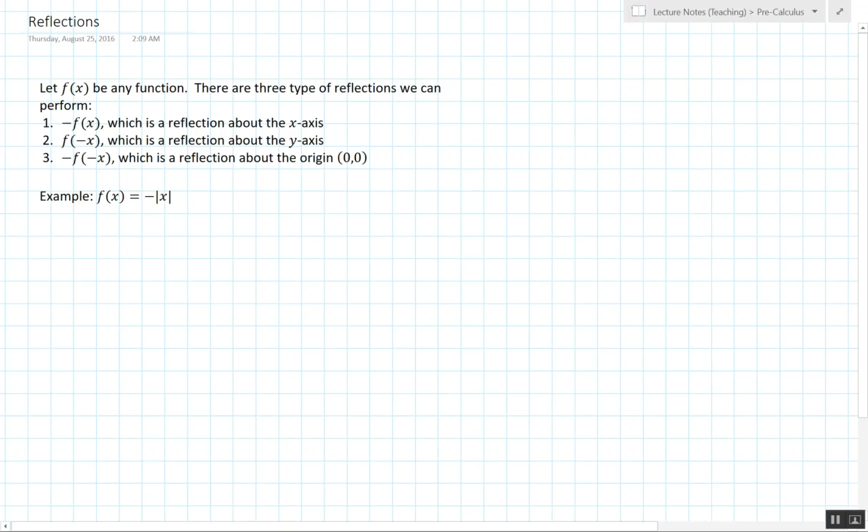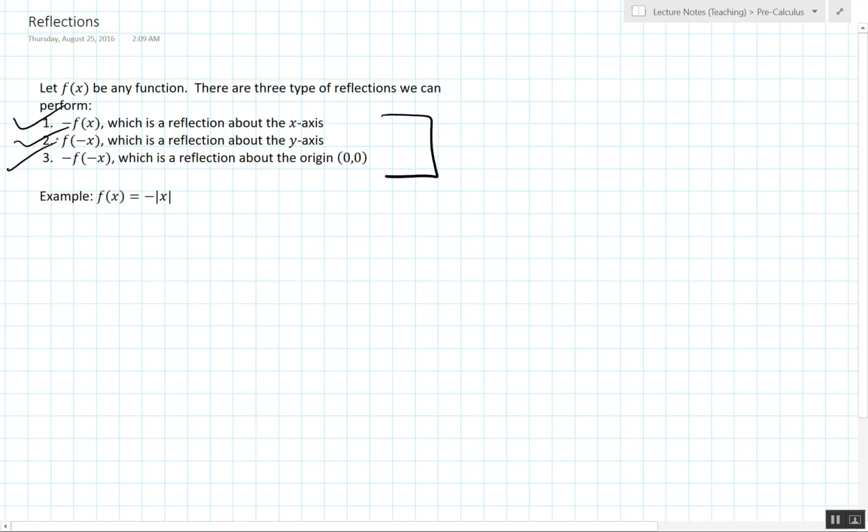Hi everybody, welcome back. This is the last video on the translations and we're going to talk about reflections here. And notice that there are actually three types depending on whether you apply the negative after you apply the function, which is case 1. If you apply the negative before the function, before you evaluate with the function, which is case 2, or you apply the negative before and after you evaluate with the function, which is case 3.